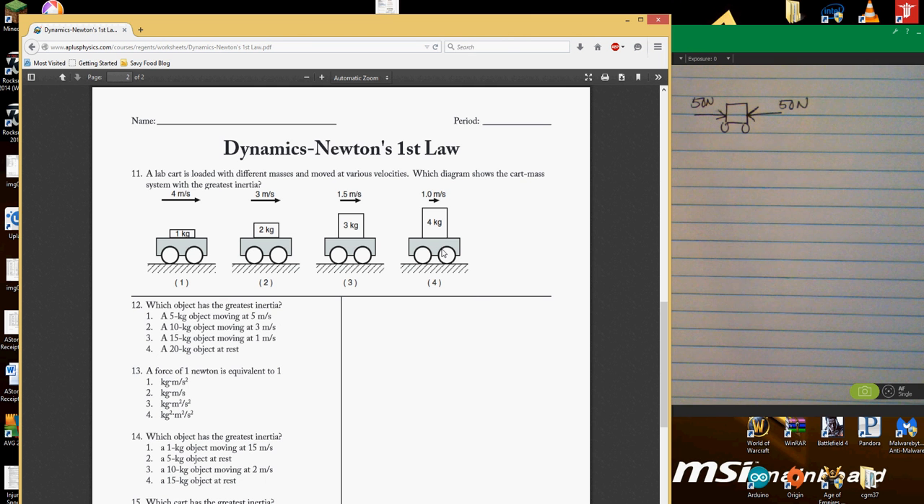And that's pretty much it for Newton's law. Just remember that inertia is the tendency of an object to resist a change in motion, which is all based on mass, and it is not based on speed.